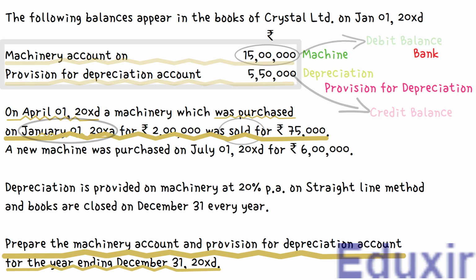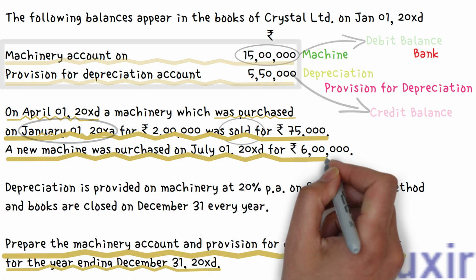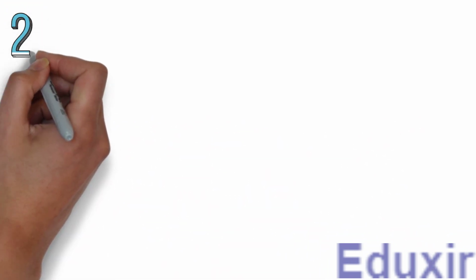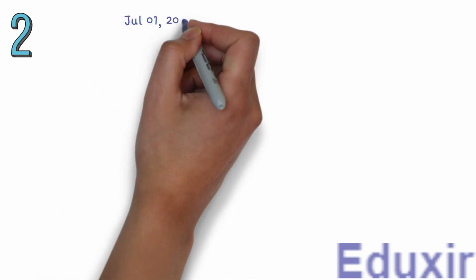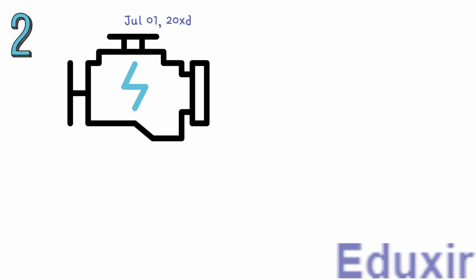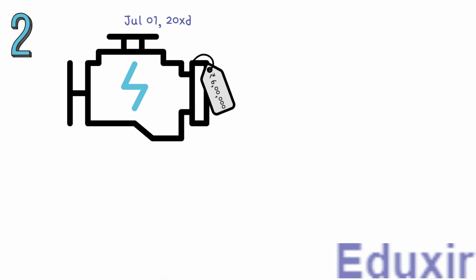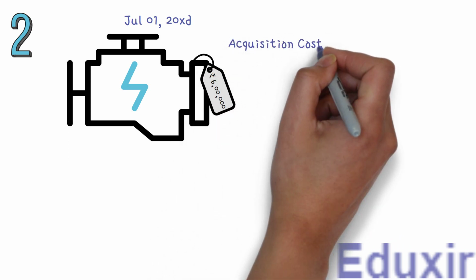Now, the next transaction is related to the purchase of a new machine on July 1st, 20XX for 6 lakh rupees. Let's first write 2 to indicate that this analysis is related to the purchase of the new machine. Now, the date of this transaction is July 1st, 20XX. In this transaction, the business has purchased a new machine and has paid 6 lakh rupees for purchasing this machine. So, the acquisition cost of this machine is 6 lakh rupees.